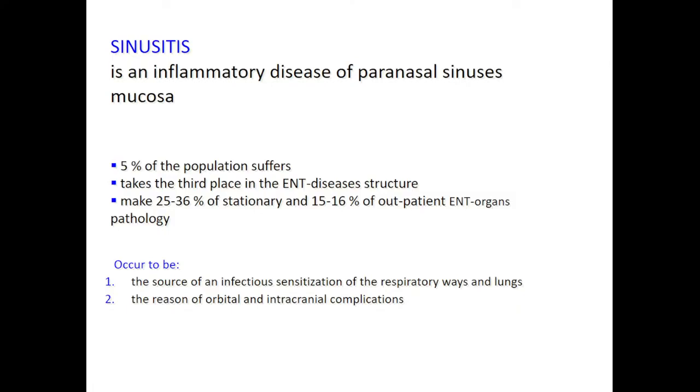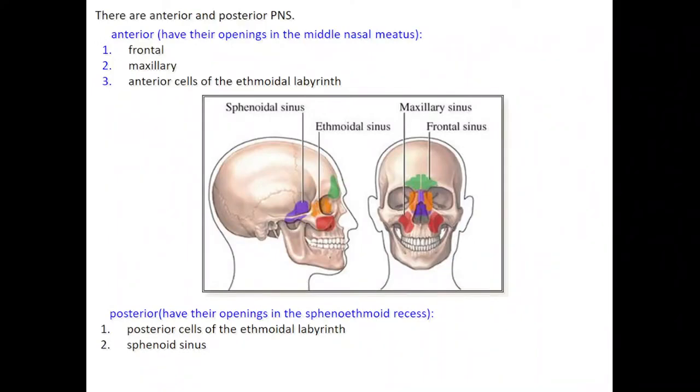It may lead as complications to infections of respiratory ways, lower respiratory ways and lungs, and be a reason of orbital and intracranial complications.